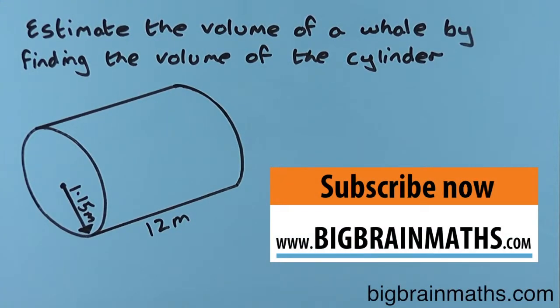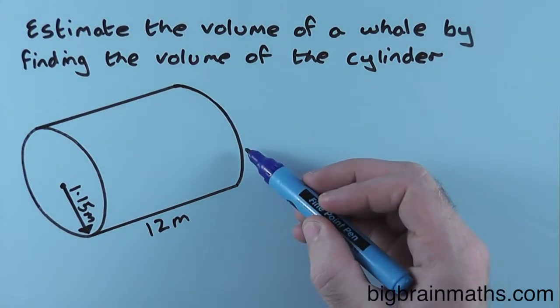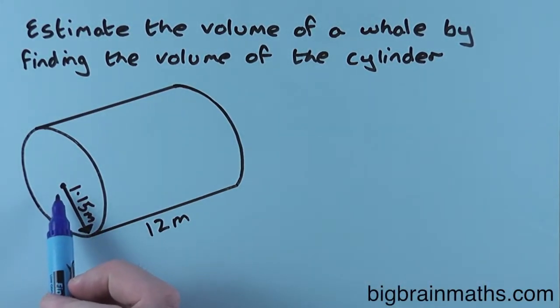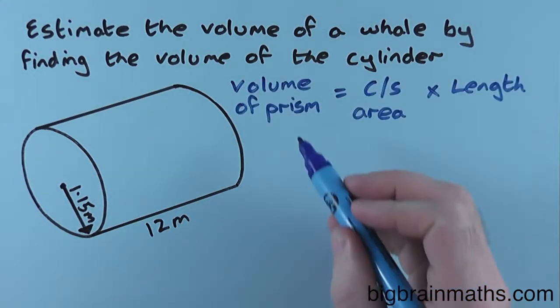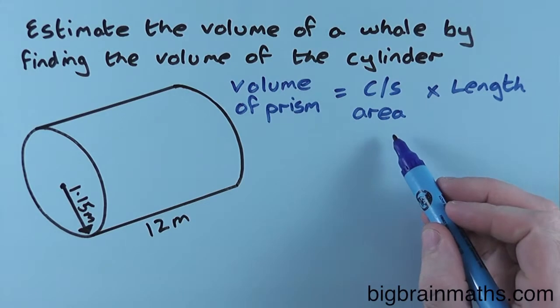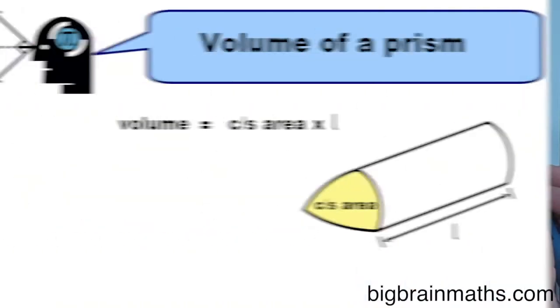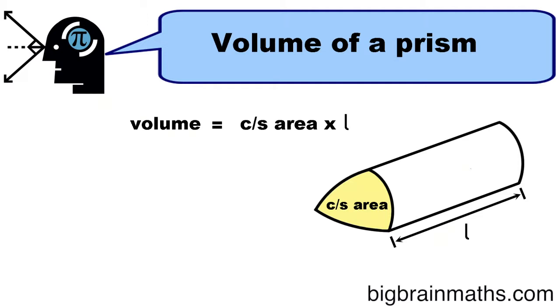Now one of the whales I was just swimming with would fit inside this cylinder, and this cylinder has a radius of 1.15 meters and is 12 meters long. And remember, that's longer than a double-decker bus. Now we've already learnt in another lesson that a cylinder is a prism because it has the same cross-sectional area. And to calculate the volume of any prism, we need to use this formula. The volume of a prism equals the cross-sectional area multiplied by the length. And you're given this formula on your formula sheet, so you don't need to remember it for your exam.